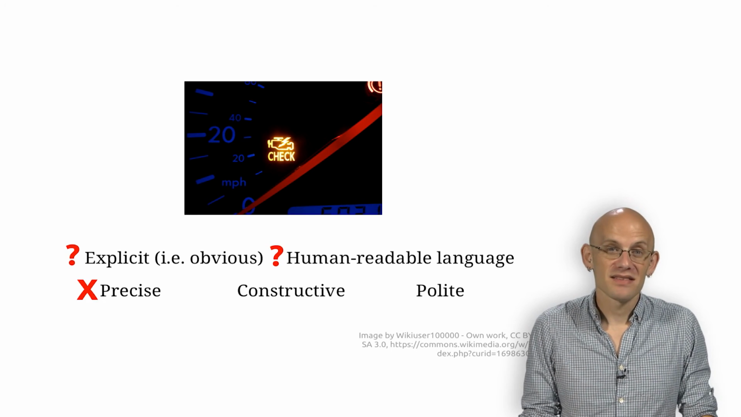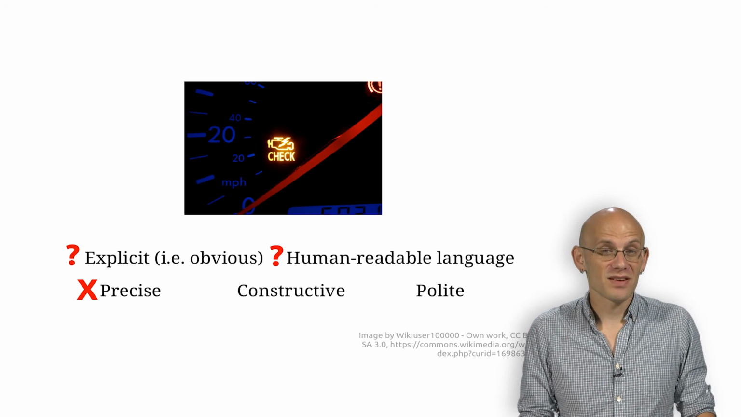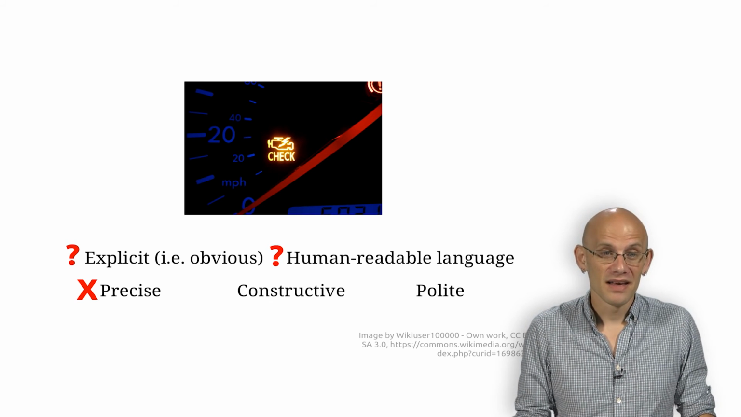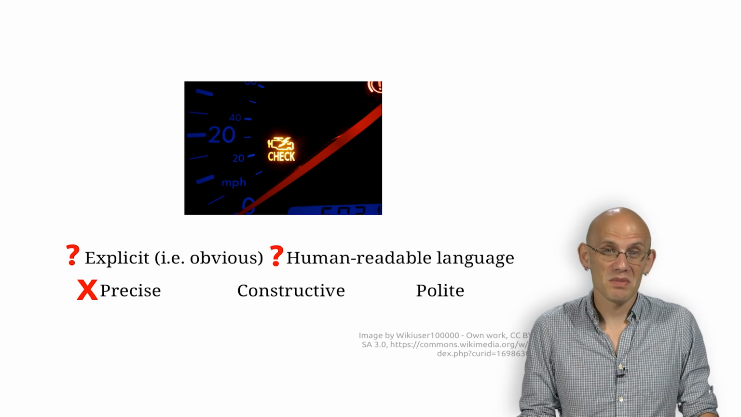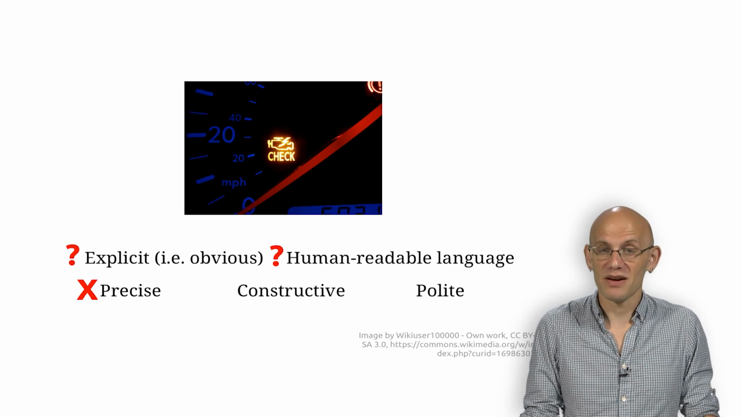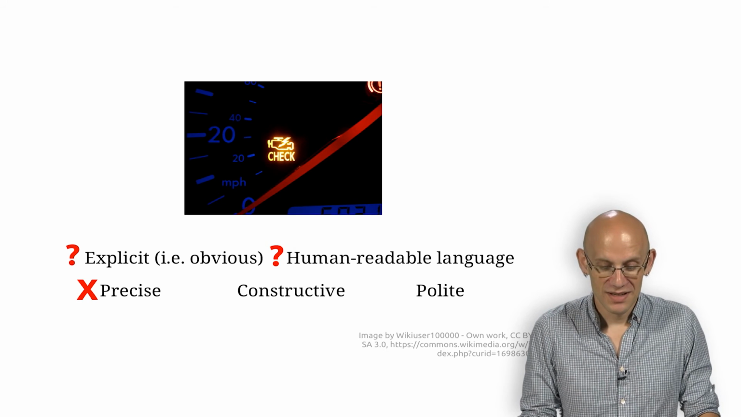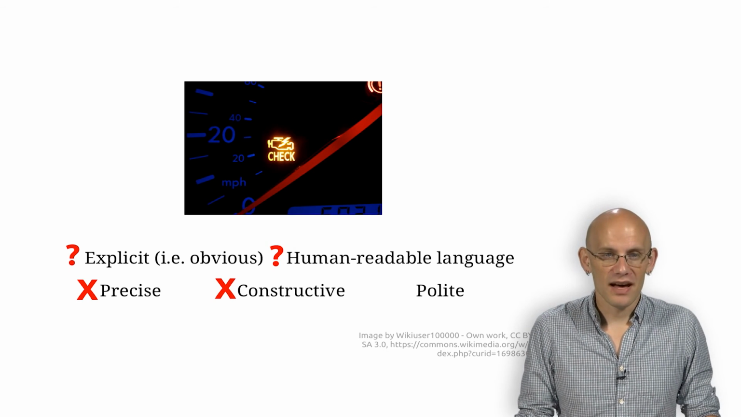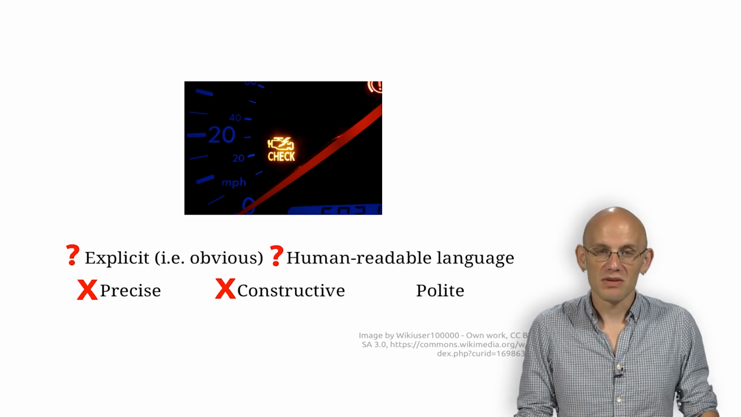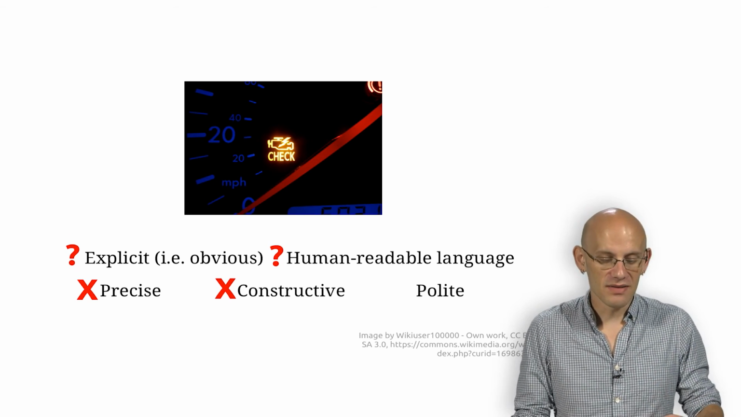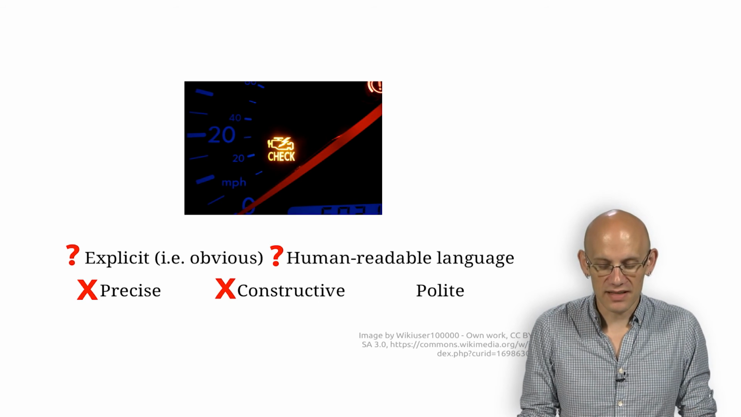Is this precise? Definitely not. There are about 150 different problems that could be going on. And really the only thing you know to do at this point is maybe bring it to a mechanic who can then figure out what this actually means. This is in some ways the definition of imprecise. Is it constructive? Definitely not. It should at least say go to a mechanic. Maybe it should say, there's an issue with your oil, these types of things, why don't you change your oil? This is definitely not constructive.